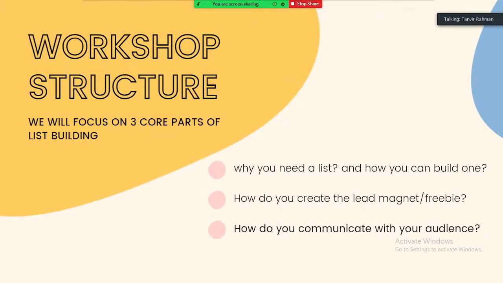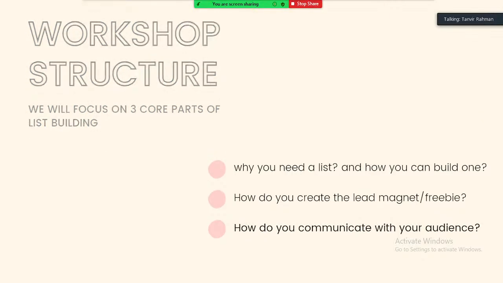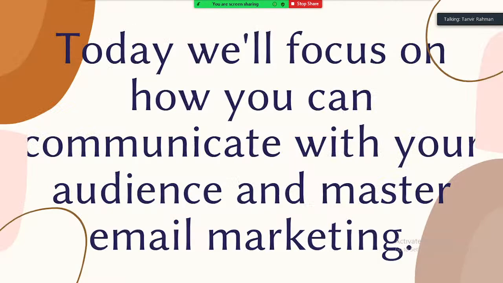So for the workshop structure, we are focusing on 3 core parts of your list building. Why you need a list and how you can build one, we covered in part 1. How to create your lead magnet or freebie was covered in part 2. And today is part 3: how you can communicate with your audience, because that's really important, and how to master email marketing, even if you're not a copywriter or a really amazing marketer.